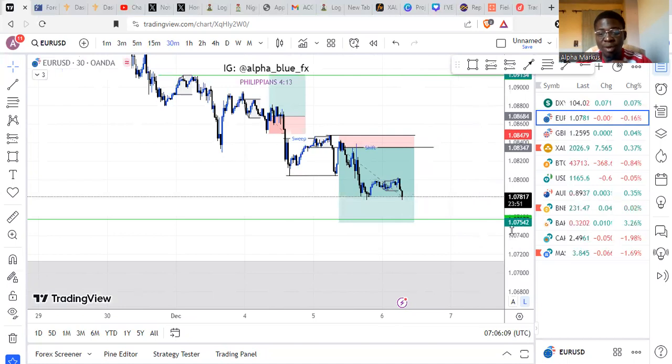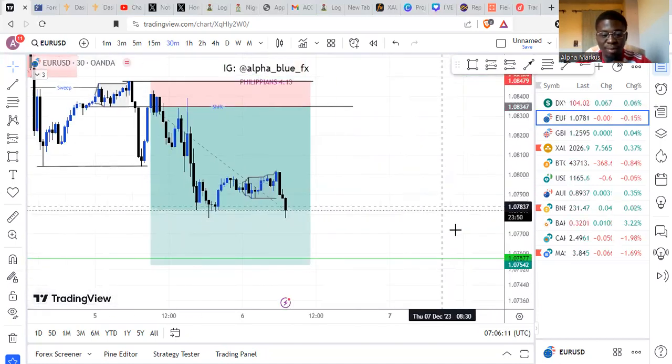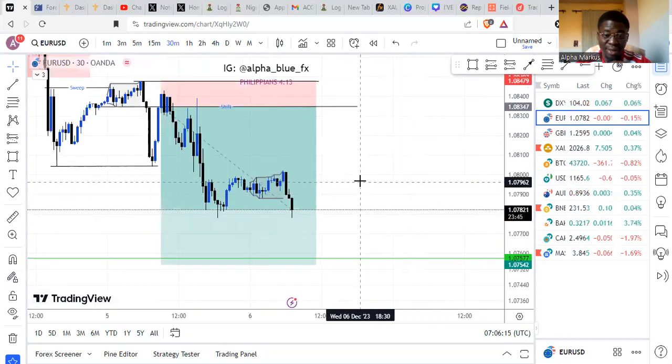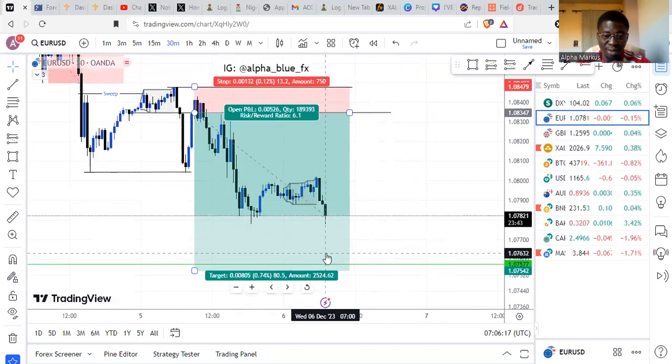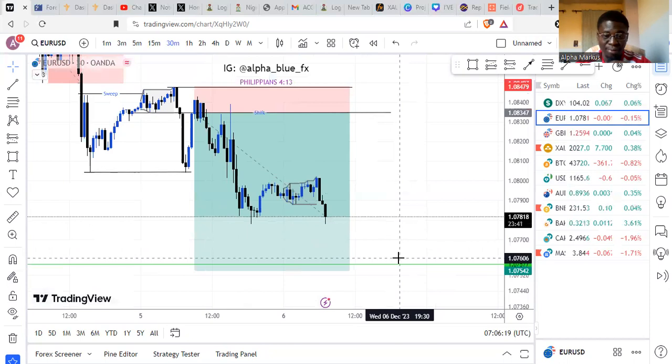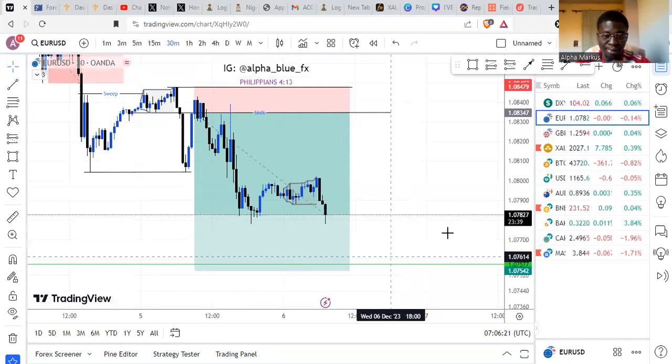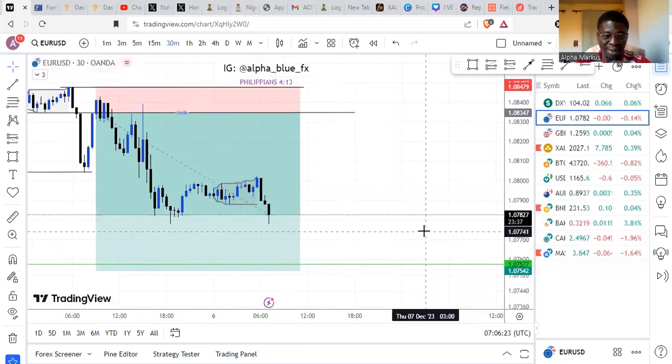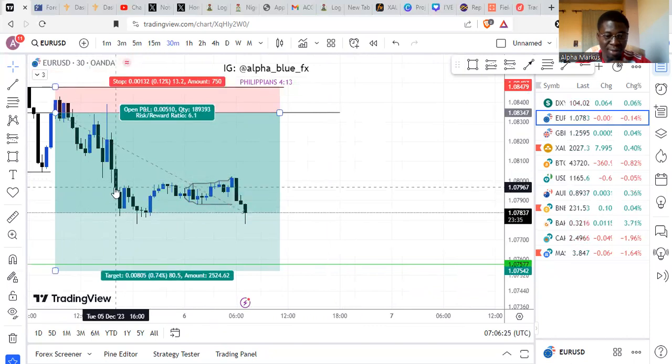But if I were to look for another entry today, what will it be? Honestly, I wouldn't want to look for another entry. I'll just wait to see how this trade plays out. I'll just manage this trade. But nothing clean yet. I will not say that this is the liquidity that got taken out here.